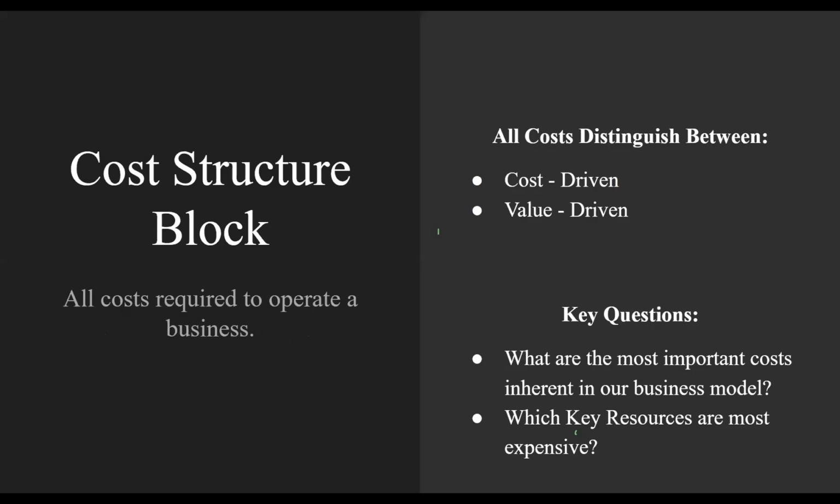The next part is the cost structure part. Cost structure is the part where most people who do canvas business models get stuck, because you should write down in a basic way, not just every single cost, but in the cost structure block, you should write down all costs required to operate your business. This can be rent, the salaries of people you work with, the things you buy before you sell.